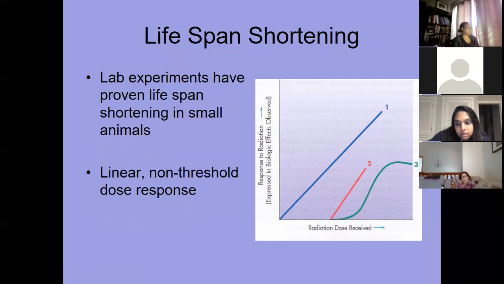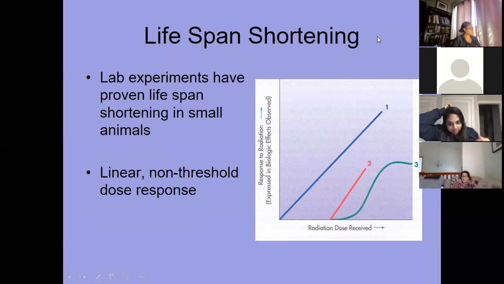Obviously, you can't experiment with humans. That would be unethical. But they have done experiments on laboratory animals, rabbits specifically, that have proven lifespan shortening from radiation exposure in small animals. And in those experiments, the lifespan shortening followed a linear non-threshold dose-response relationship.